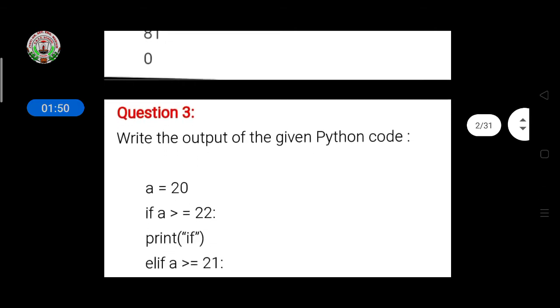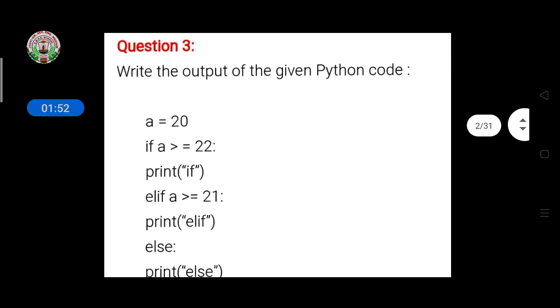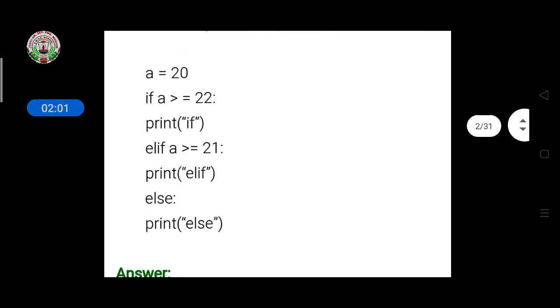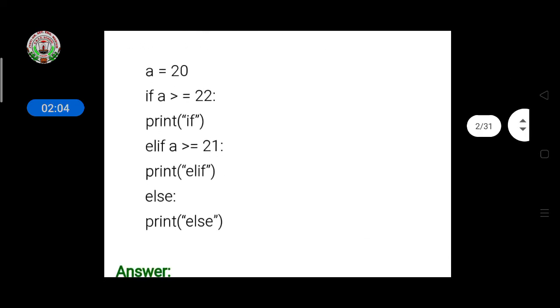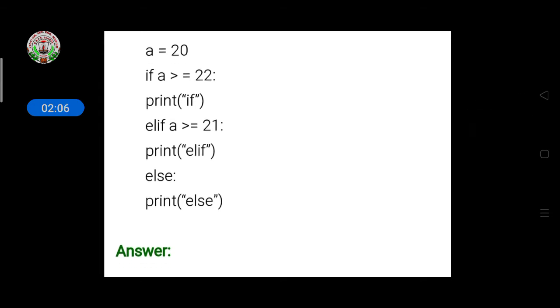Then here in all the questions we are using the operators. Using operators related questions are here. So see properly, read the questions properly. Then write the output of the given Python code. Here a equal to 20 is given. Here the condition is given, if and else condition. If a greater than 22, then print if. Then elif a greater than equal to 21, then print elif. Else print else.